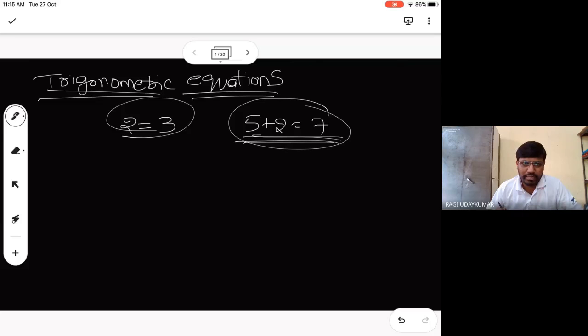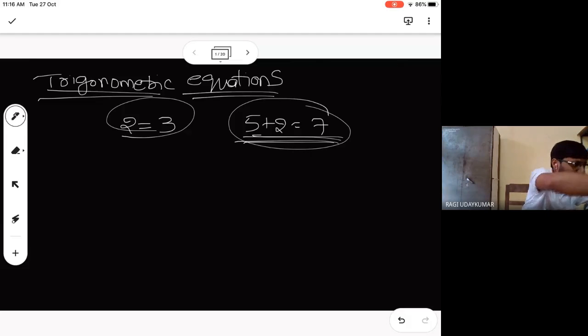In mathematics, just like in English you have sentences, there are mathematical sentences. If I say 5 plus 2 equal to 7, x plus 5 equal to 7, x plus 2 is less than 7, whatever it may be, that is a mathematical sentence. Sum of 2 and 3 is equal to 5. A sentence which can be said to be either true or false is called a statement.